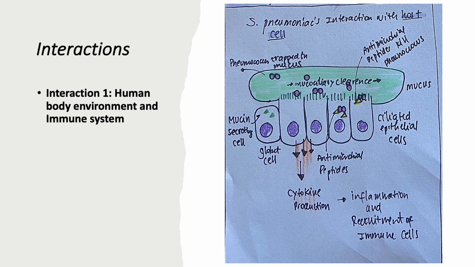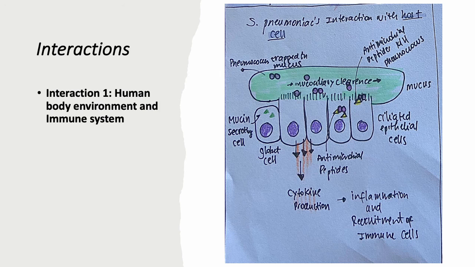Still talking about the interaction with our human body, while they are trying to be invasive, they're going to encounter immune defenses in the way. And the first line of defense is our mucus. The mucosa of the respiratory epithelial cells will provide a barrier against Streptococcus pneumoniae. This mucus entraps the bacterium, and when it traps, they cannot access our epithelial cells, and this prevents infections. This mechanism is called mucociliary clearance.